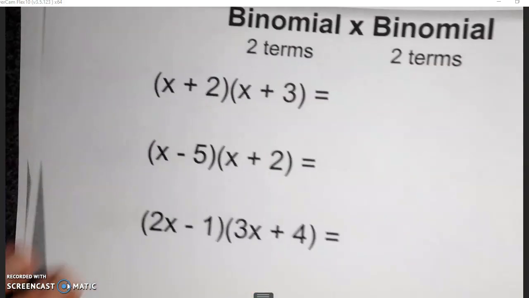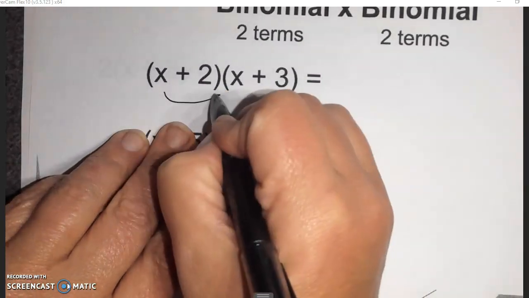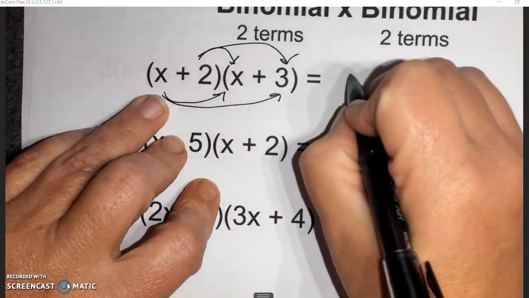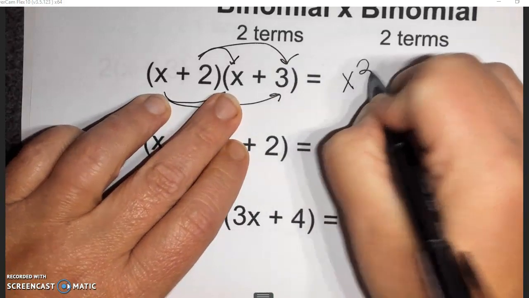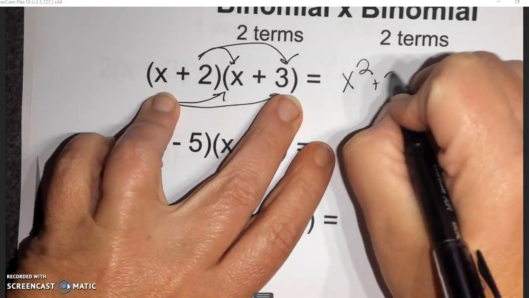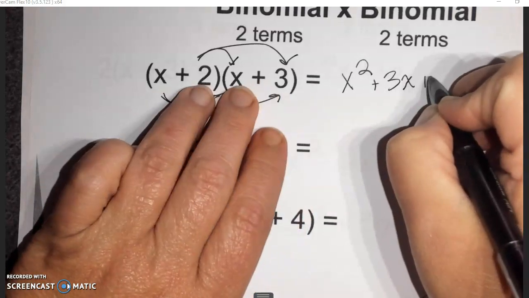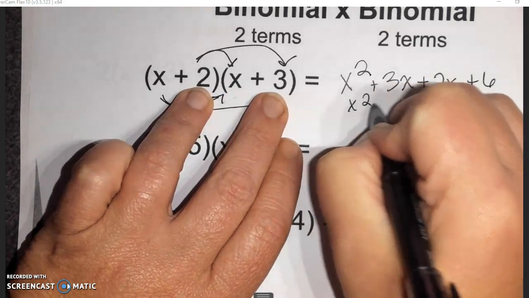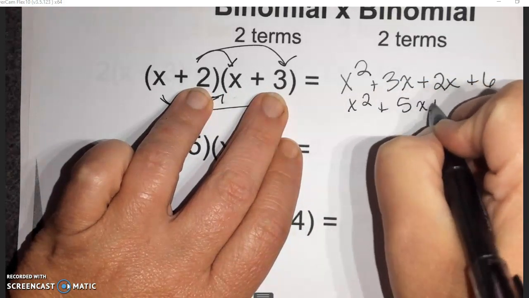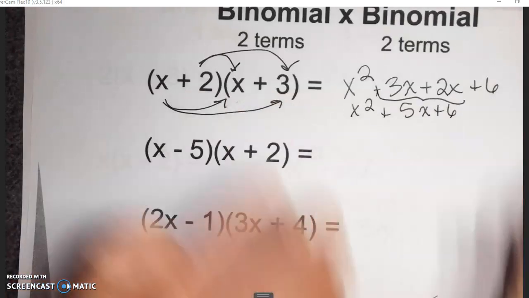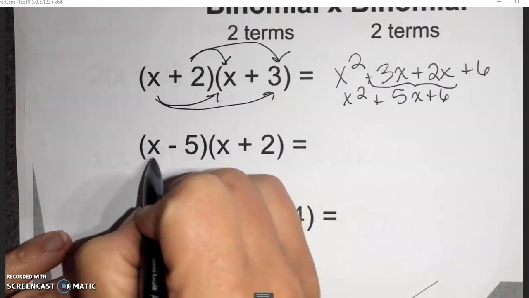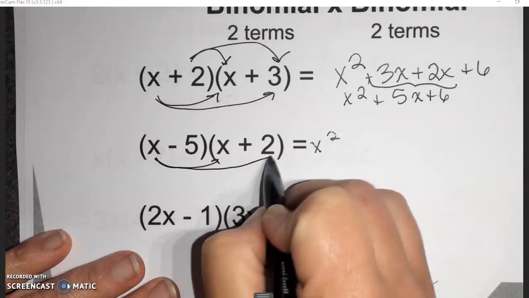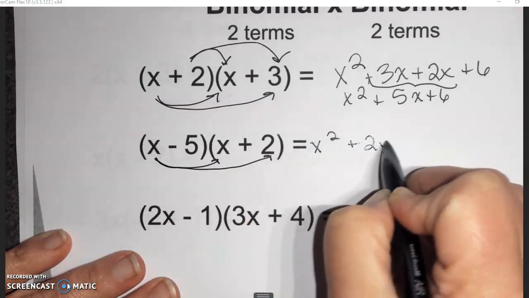Okay, binomial times binomial. First, outer, inner, last. x squared plus 3x plus 2x plus 6 gives us x squared plus 5x plus 6. And all I'm doing here is combining these like terms. Okay? x squared, 2x.